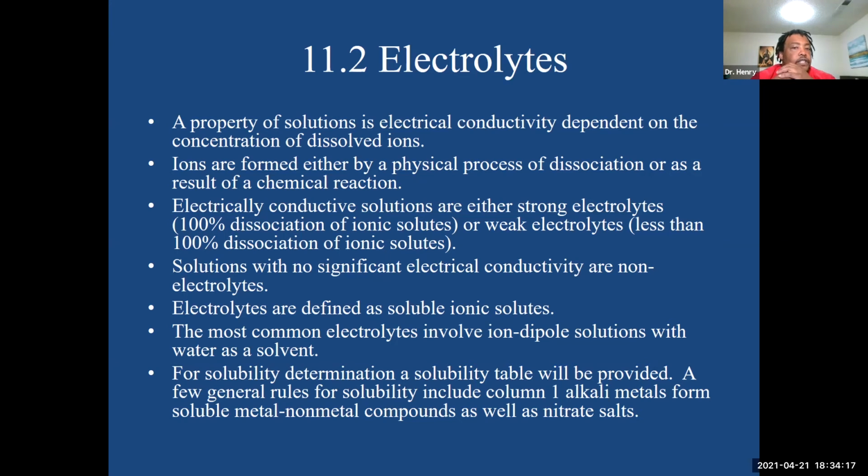The ions are going to physically dissociate from each other or result in a chemical reaction. A substance that dissociates 100%, so you have the ions completely dissolved, is going to be a strong electrolyte. A weak electrolyte is one that doesn't completely dissolve, so the ions stay together.